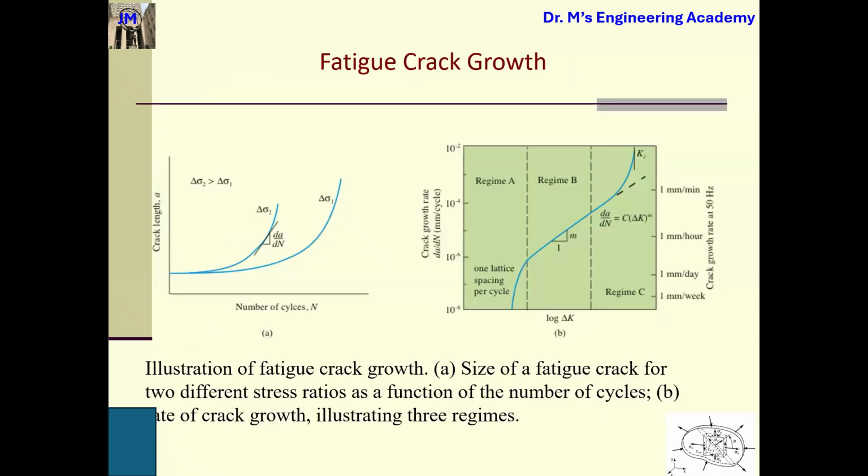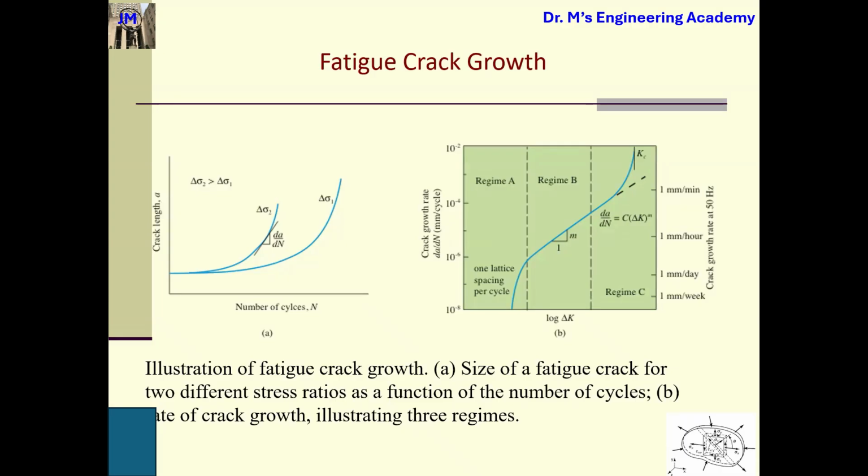Then the fatigue crack growth. You can see delta sigma. Delta sigma is the stress range. For the second case scenario, the stress range is much higher than the first case scenario. This is the number of cycles, and this is crack length. So this one will go very, very fast. da/dN, where a is the crack length and N is the number of cycles.